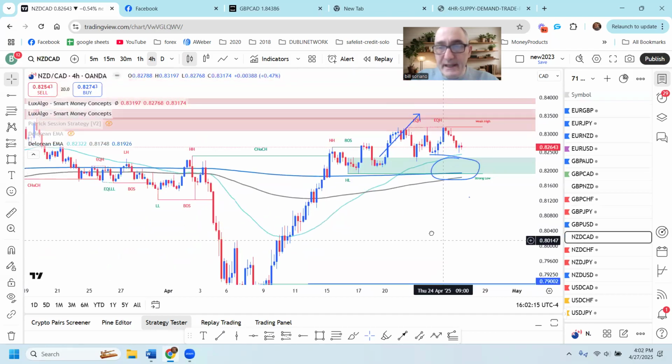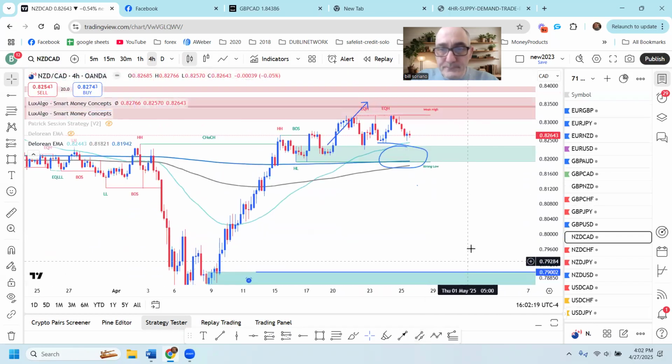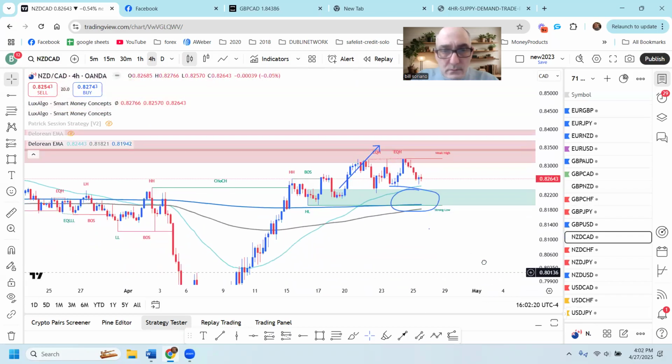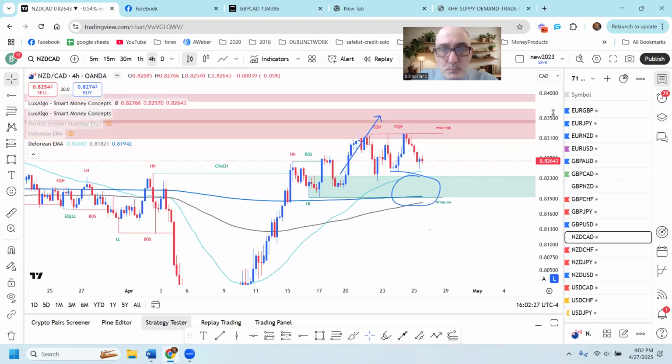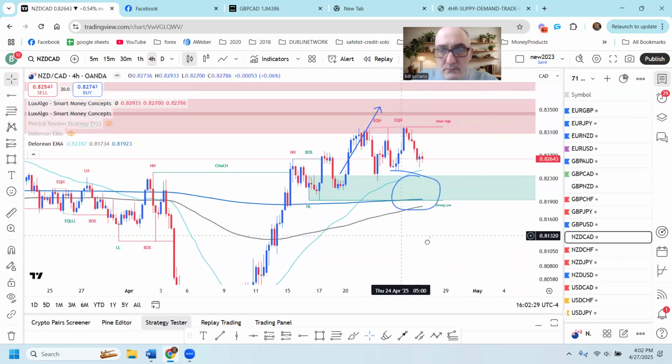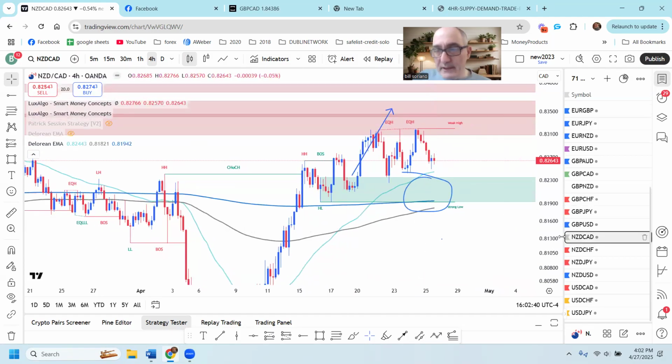NZD-CAD. All right, where's our 800 straight across there? So this is currently bullish. And we do have this zone here that was already hit. Okay, so this zone was already hit. So we're just going to wait and see what happens with this one. We don't have any alerts set. We don't want to trade from this zone again.